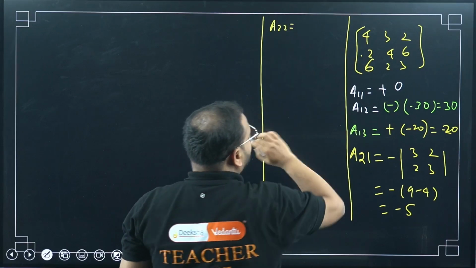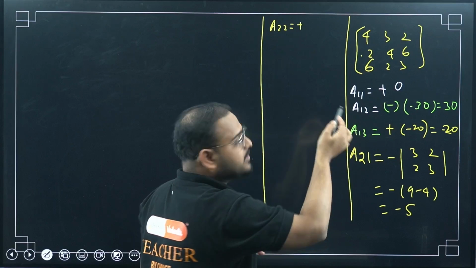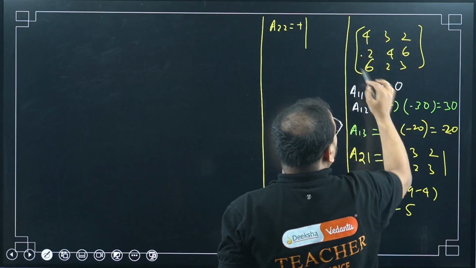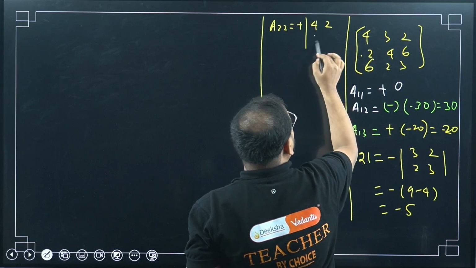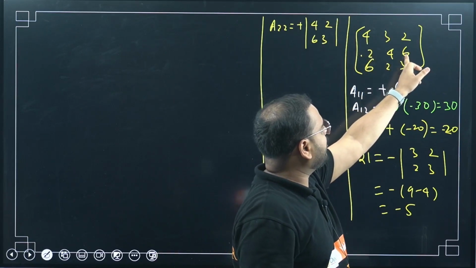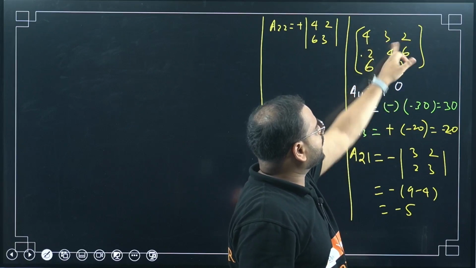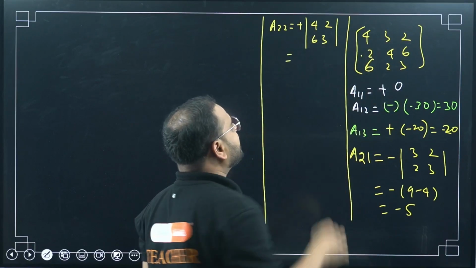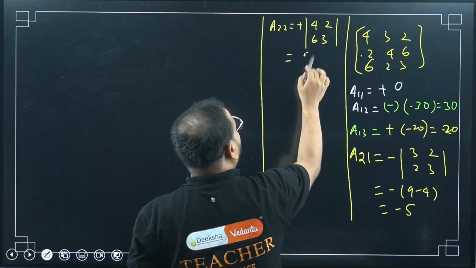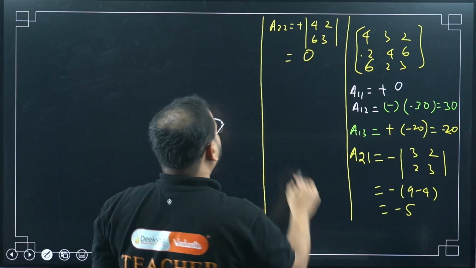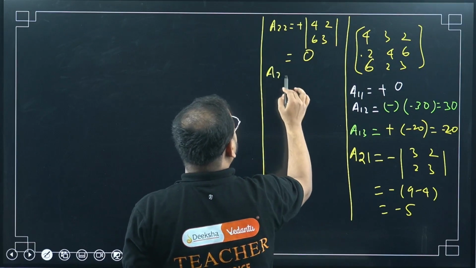A22, how much is that going to be? Positive, sir, because 2 plus 2 is even. So I have to cancel this row and column. I'll get 4, 2 and 6, 3. Please check. Second row, second column cancelled. 4, 2, 6, 3. What is the answer? 4 times 3 is 12 minus 6 times 2 is 12. So 0. Now A23. Please check A23.